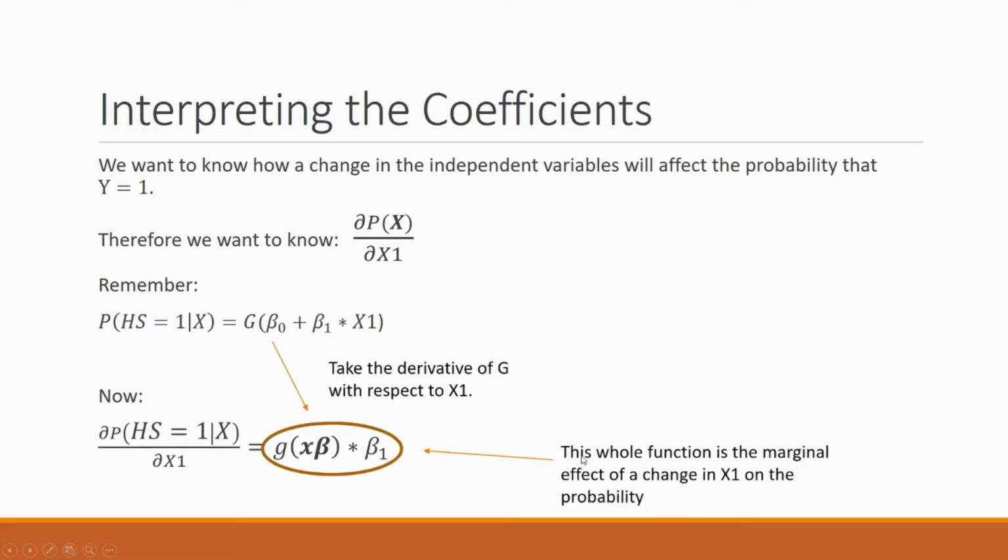This whole function is the marginal effect of a change in x1 on the probability. So when we run a Probit or Logit model in Stata, or in any other statistical software, the beta 1 hat we find does not tell us the effect that x1 has on the probability, because we need this whole function. We need this other term too.